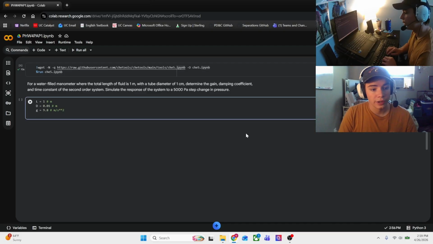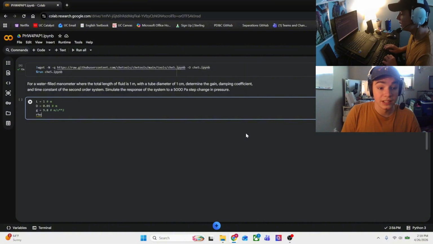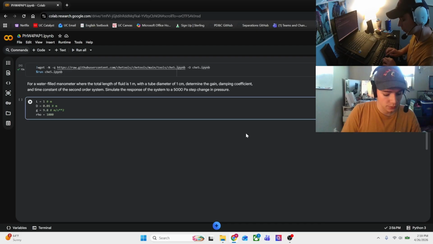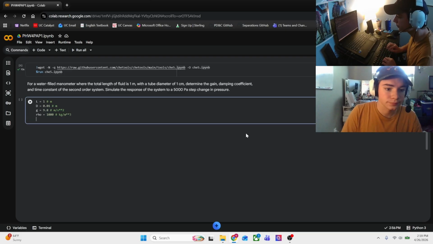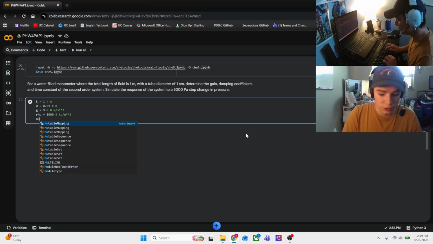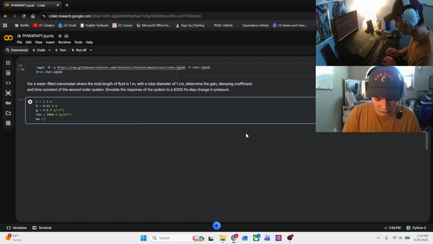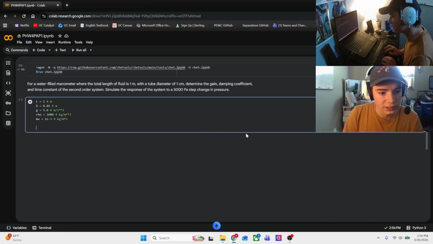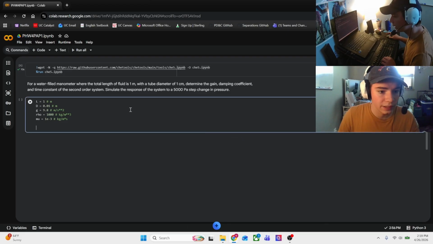We also know that we're going to need our rho, our density of water, which in this case, I think we're going to call it 1,000 kilograms per meters cubed. We also need our mu, which is our viscosity, which I believe is 1 E minus 3 kilograms per meters second. I believe that is all correct.